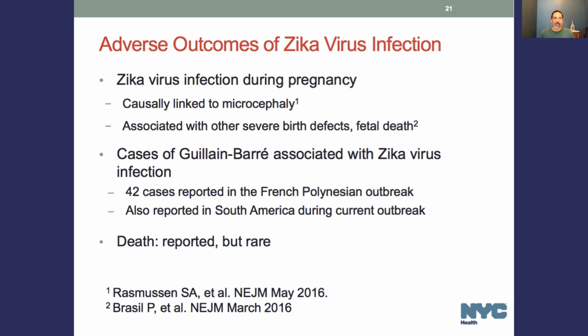So there are some adverse outcomes of Zika virus infection, even though most cases are mild. Zika virus infection during pregnancy can cause a condition called microcephaly, or small head, and also it is associated with some severe birth defects and fetal death. It can also cause Guillain-Barré syndrome, which is associated with Zika virus infection. There have been some cases reported in a couple of different outbreaks. Death has been reported among people with Zika virus infection, but is generally pretty rare.